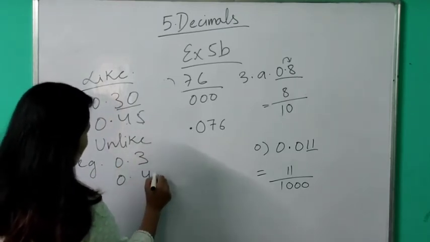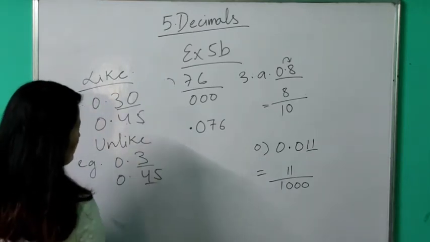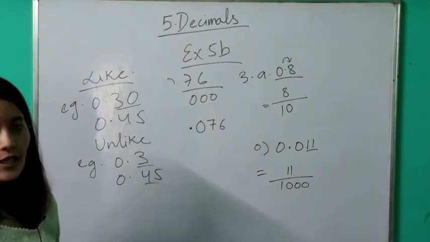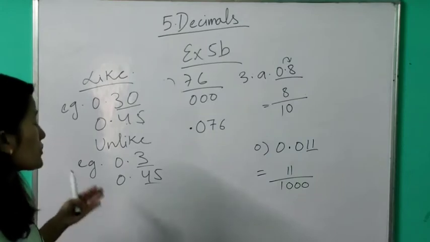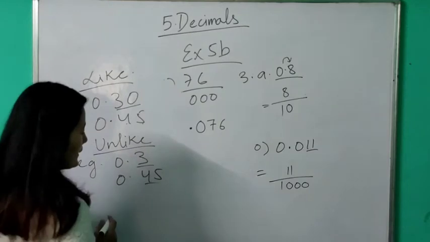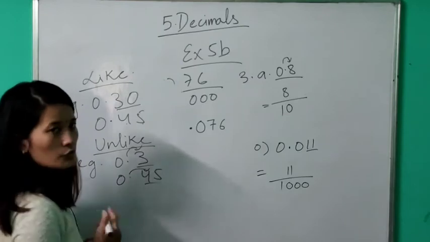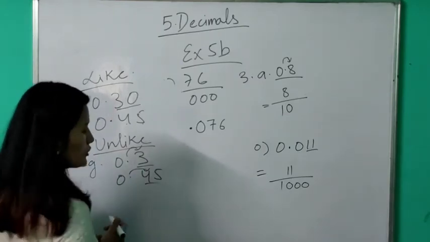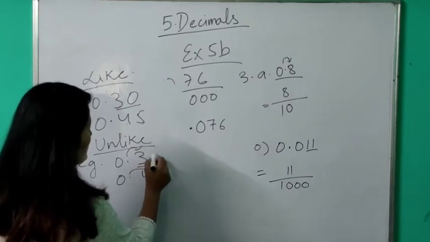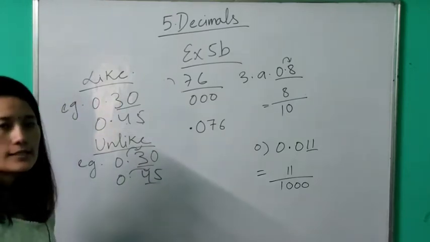If after a decimal point the number of digits varies, then that's your unlike decimal. Okay, I hope you understood. And it's very easy to convert unlike decimals into like decimals. For example, this is an example of unlike decimals. Here you have only 1 digit after the decimal point, and here you have 2 digits. So how to convert it into like decimals? Since here you have only 1 and here you have 2, after 3 you just place 0. Now this is your like decimal. Is that clear? Okay.